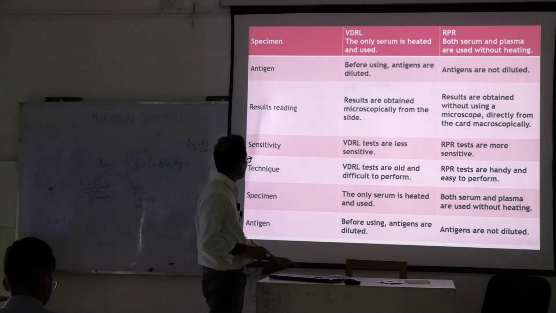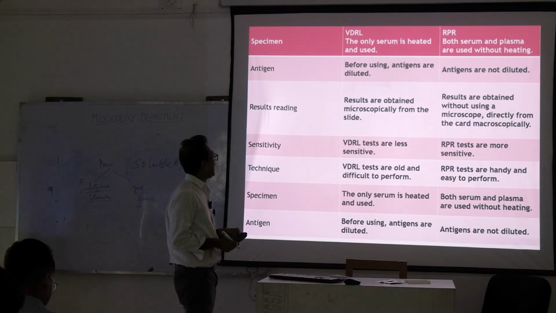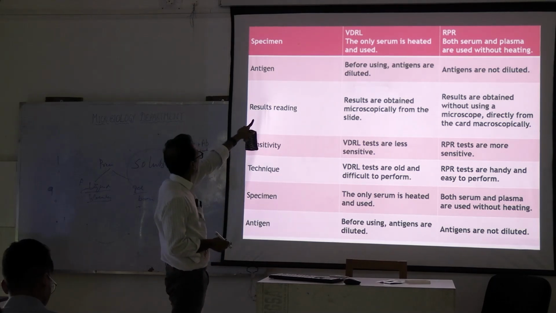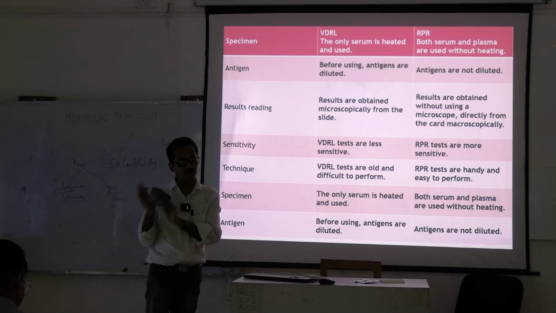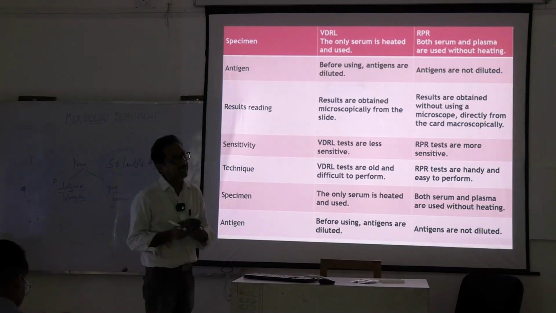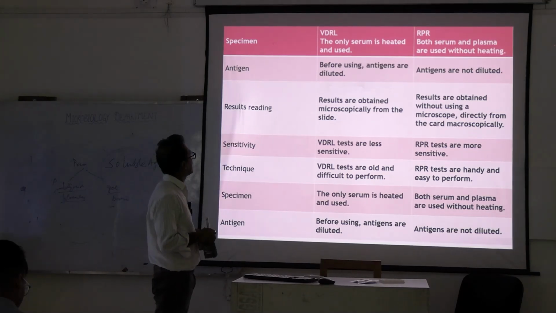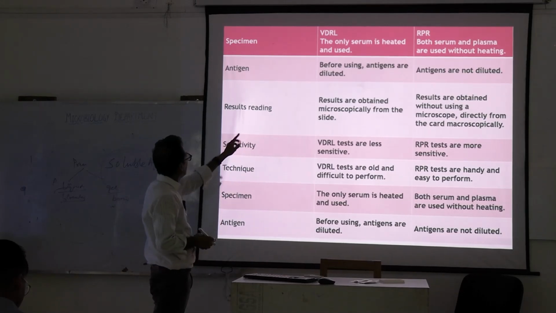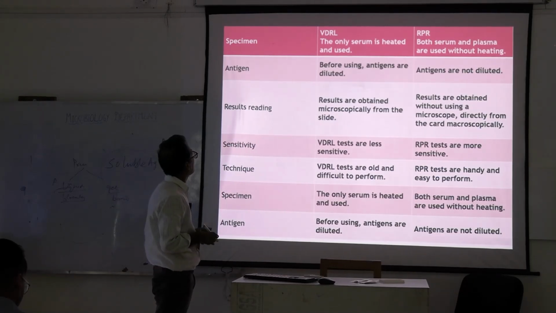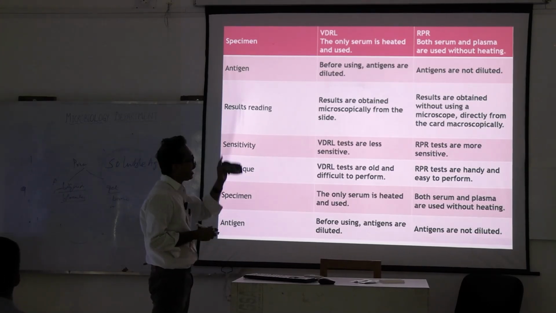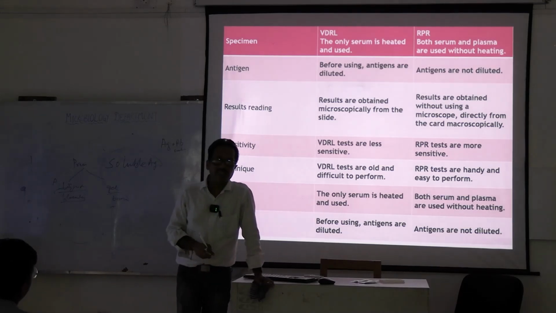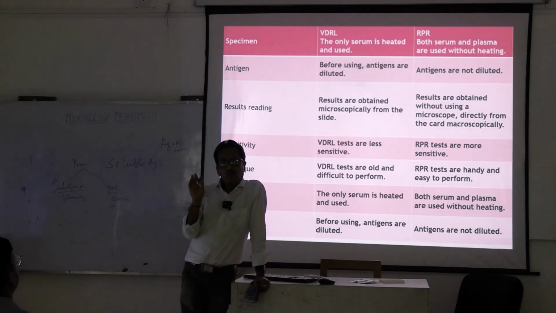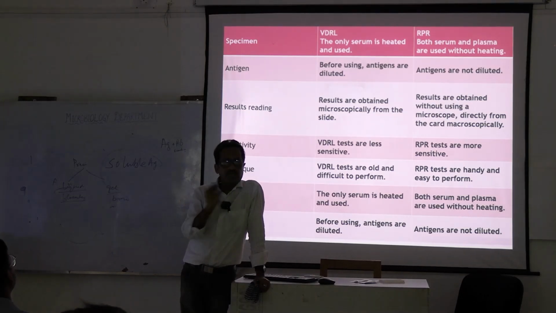What other differences are there between VDRL and RPR? First point: in VDRL the antigen has to be produced daily, and the RPR kit can be stored. Next, serum is heated in VDRL, but serum and plasma are used without heating in RPR. Antigens are diluted in the case of VDRL, but in RPR we need not dilute. These are two main important differences. We can do VDRL and RPR in all samples.